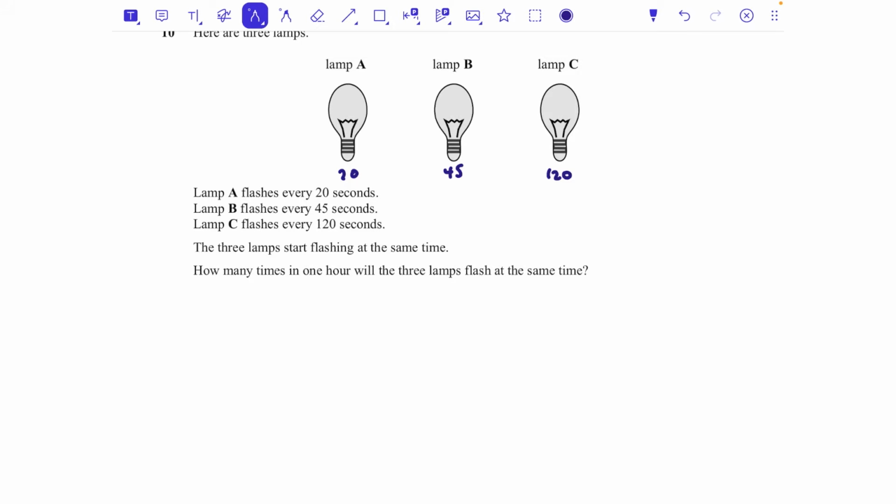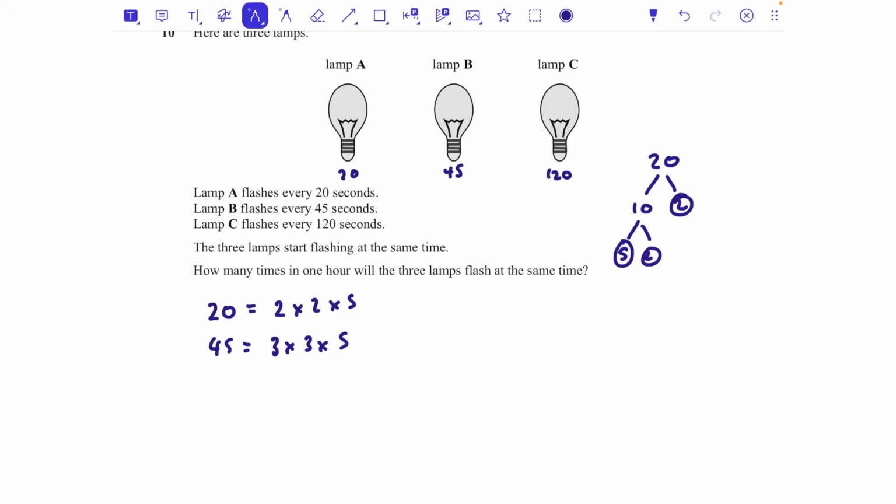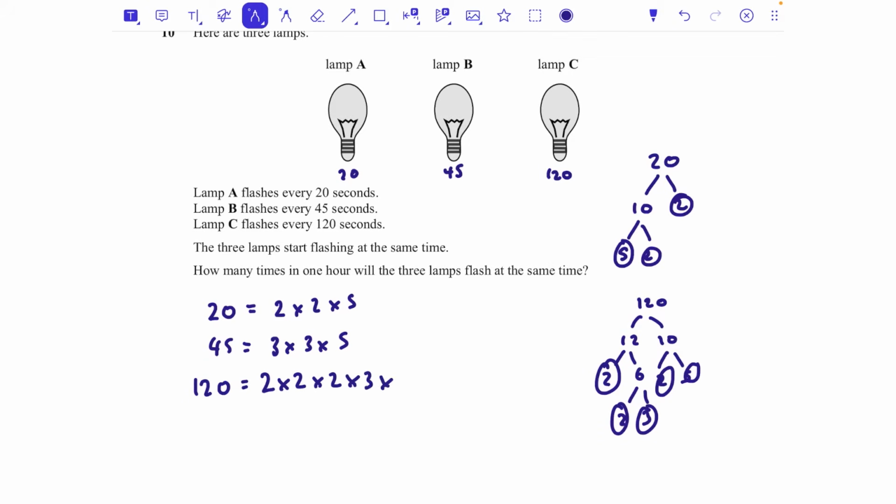I'm going to do it using the prime factorisation. So 20, if you press on your calculator shift fact, or you can just do the tree thing. So 20 is 10 times 2 and 10 is 5 times 2. So the prime factorisation is 2 times 2 times 5. For 45, we have 3 times 3 times 5. And for 120, let's do 12 times 10, 2 times 6, 2 times 5, 2 times 3. So we're just trying to get to prime numbers on all of them. And that is 2 times 2 times 2 times 3 times 5.